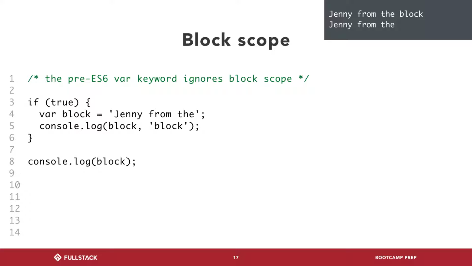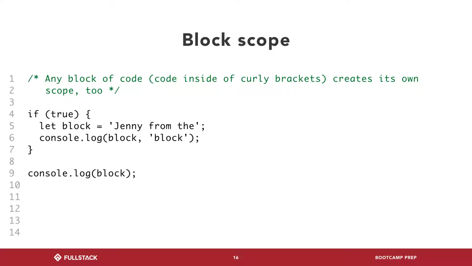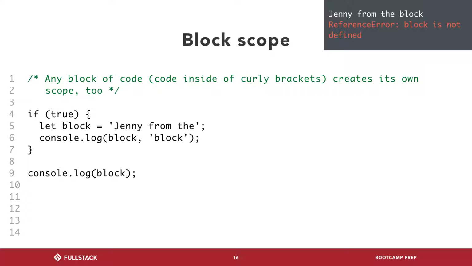So in this case, if I look at the previous example, here, if you notice, we have a variable called block, right? On line 5, we say Jenny from the, and on line 6, we say Jenny from the block. That makes sense. On line 9, when we try to console log out block, we're going to get a reference error, right? Because this variable block only exists within these curly braces because we use let.